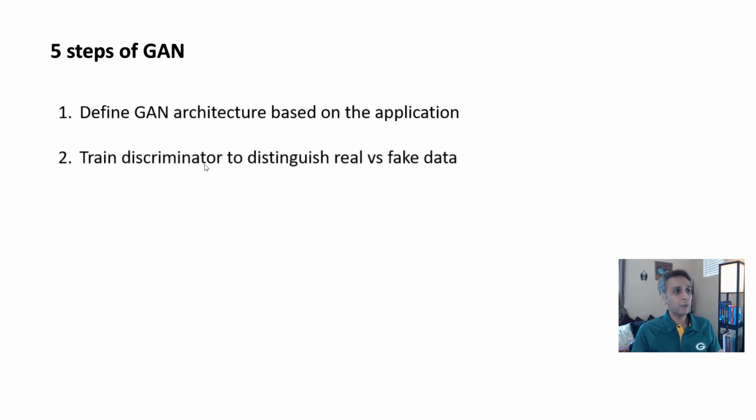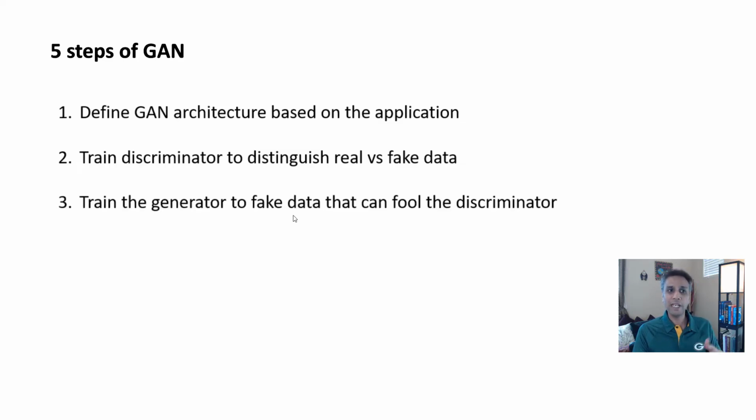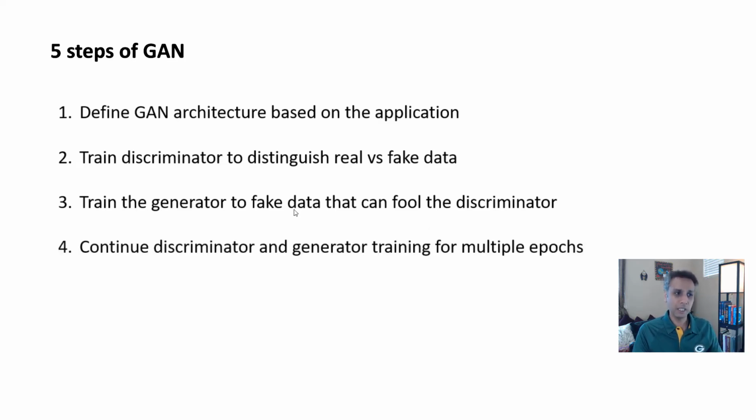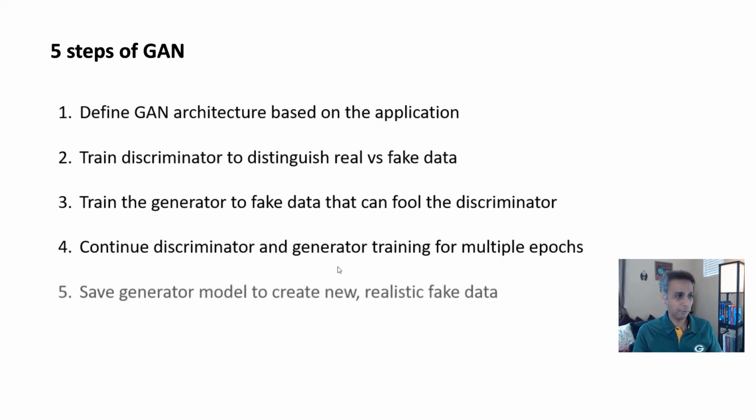Now, once you define the architecture, then we have to train the discriminator first to distinguish real versus fake. So now you have your discriminator trained to say, hey, this is real, this is fake. Now train the generator to fake the data so that it can actually fool this discriminator. And then you repeat steps 2 and 3. Continue this discriminator and generator training for a few epochs, again, a few thousand epochs, I should say.